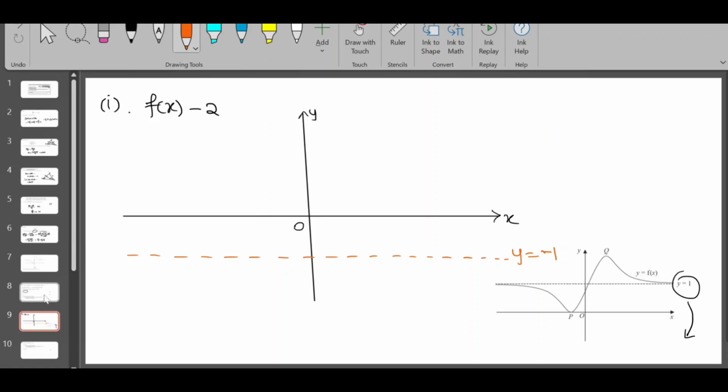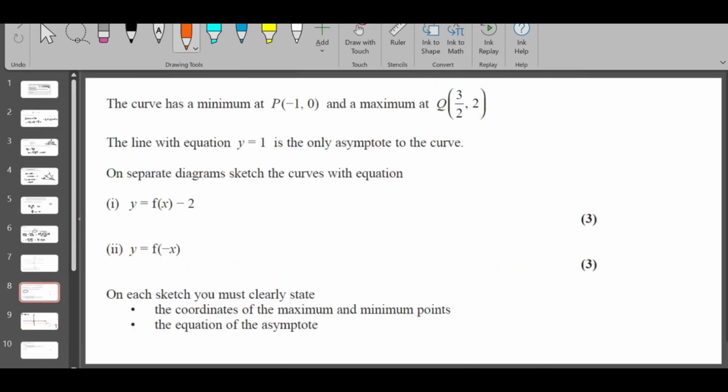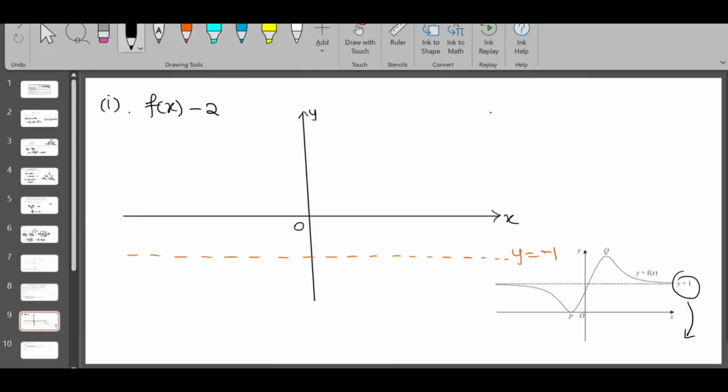And then take the maximum and minimum points. P of minus 1, 0. Q of 3 over 2, 2. It's a translation along the y-axis, translation by 2 units, right? So you need to subtract 2 from the y coordinate. So this becomes 0 minus 2, so it becomes minus 2. When you subtract 2 units, 3 over 2, 0.